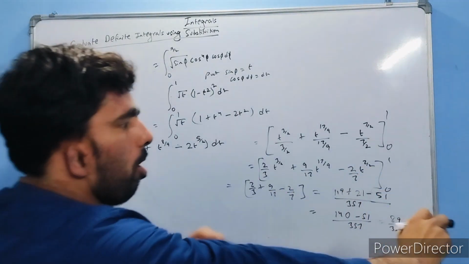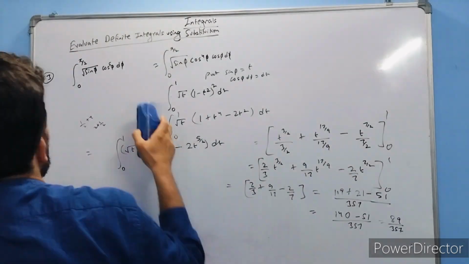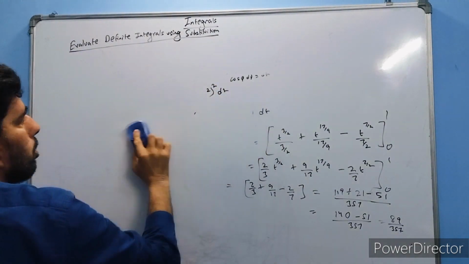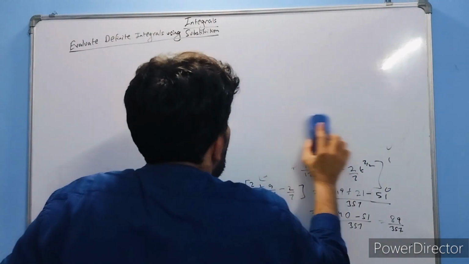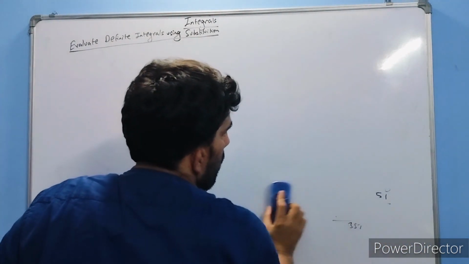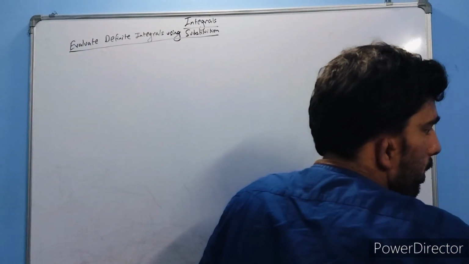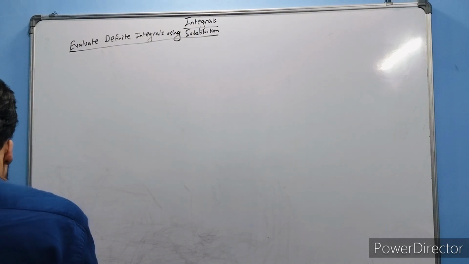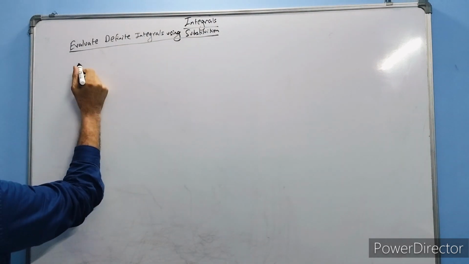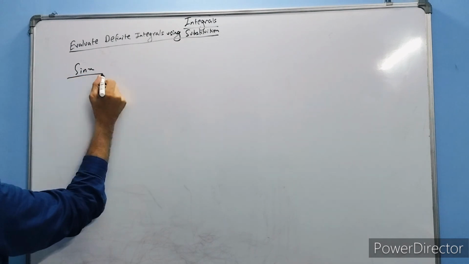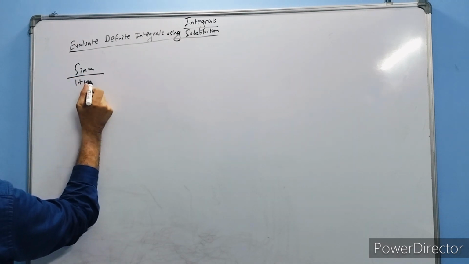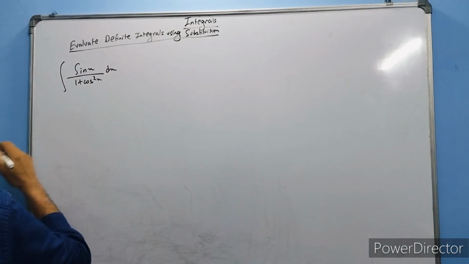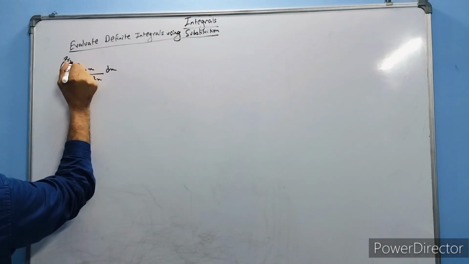Now we'll try to evaluate the next definite integral using the substitution method. Okay, so now I will try to solve the fourth question. We have solved only 3, so now let us try to solve the fourth one. The question in my hand is sin x upon 1 plus cos square x dx, and then we have the limits 0 to pi by 2.